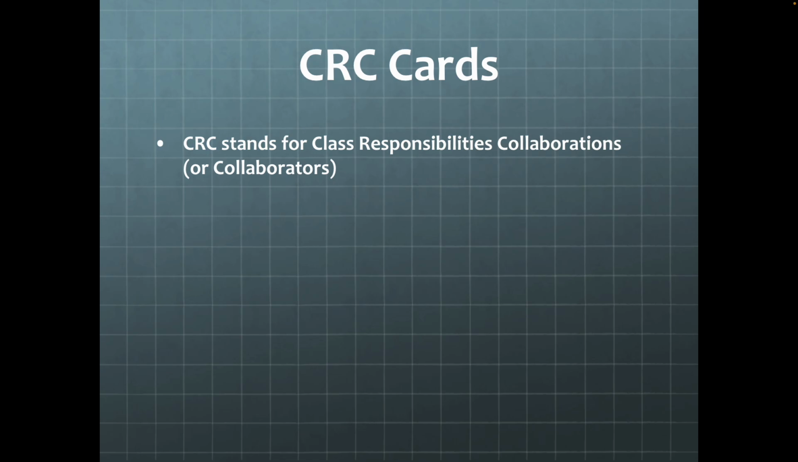What does an address do? For example, validate an address. And then on the right side, I put the collaborators. So it collaborated with the postal code service, so that's one of the collaborators. So CRC cards is a way of doing that on paper.